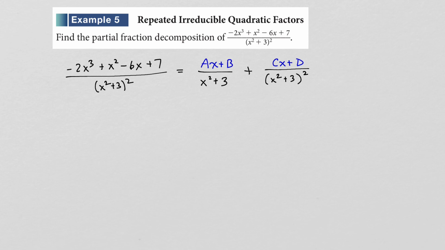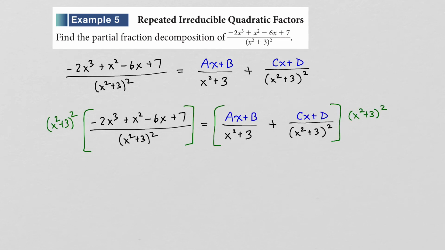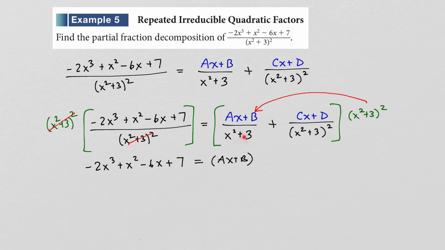So we're going to multiply both sides by the least common denominator to cancel the fractions. So on the left-hand side, these cancel out, and we end up getting negative 2x cubed plus x squared minus 6x plus 7. And on the right-hand side, when you multiply here, we are going to have ax plus b. And this is going to cancel one of these factors, so we will still have this multiplied by x squared plus 3, plus, and then when we multiply here, this denominator completely cancels this out, and we just end up with cx plus d there.